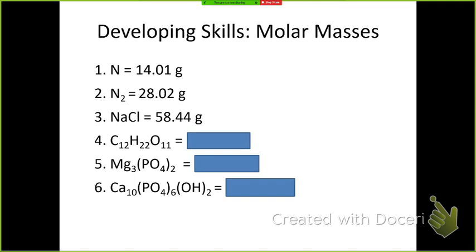For number 4, we're going to have to multiply the atomic mass of carbon by 12, the atomic mass of hydrogen by 22, and the atomic mass of oxygen by 11 to get our answer. Number 5 is tricky, and you have to be very careful when you have these polyatomic ions. Notice this 3 down here. That means I have 3 atoms of magnesium.